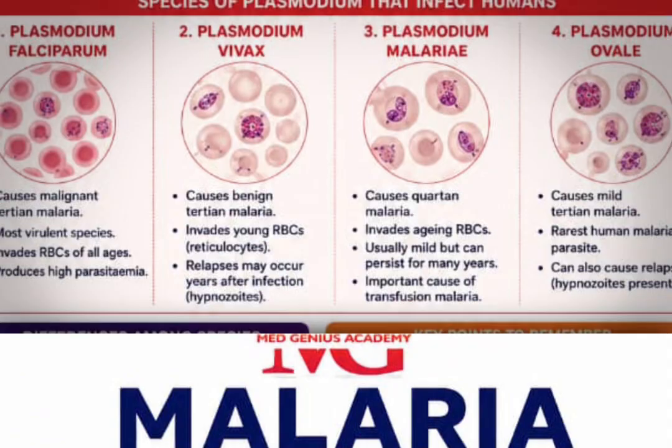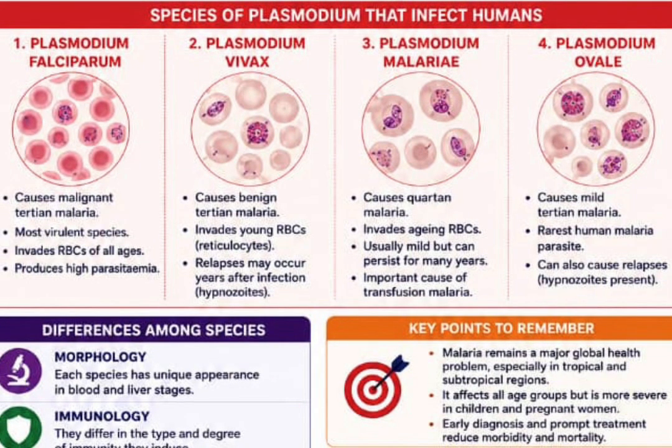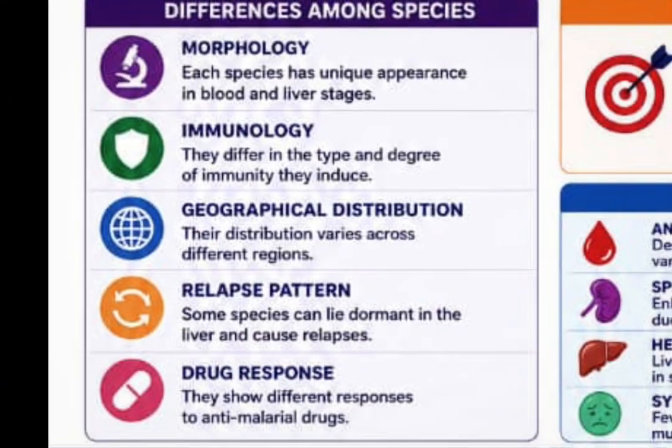We have Plasmodium falciparum, Plasmodium vivax, Plasmodium malariae, and Plasmodium ovale. These are the different species of Plasmodium that can affect humans. So keep it in mind, it's very important. All of them are different.